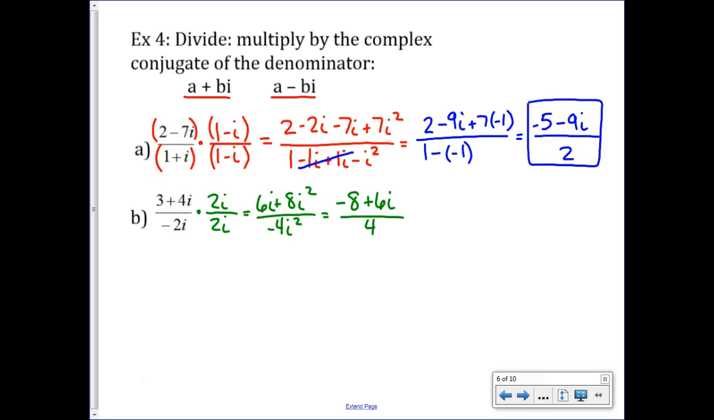But now, I can simplify that because all of those are divisible by 2. So I get negative 4 plus 3i over 2 is my final answer.